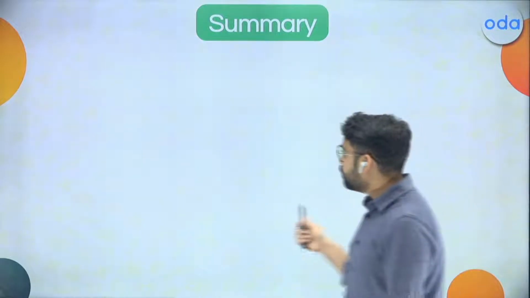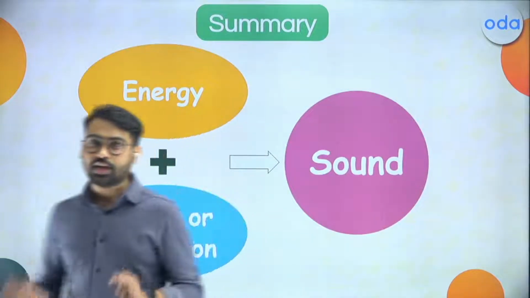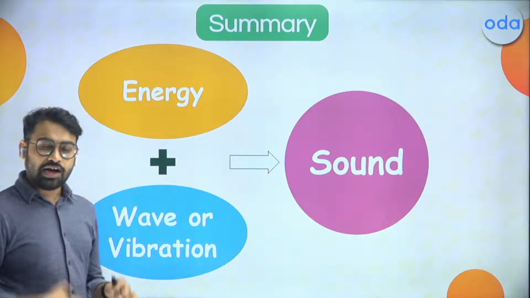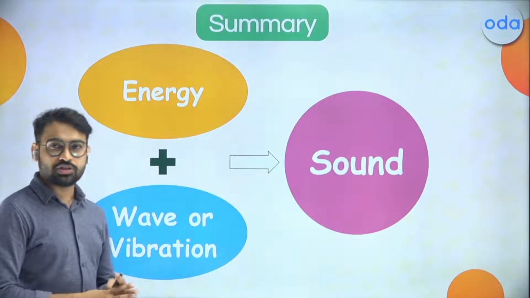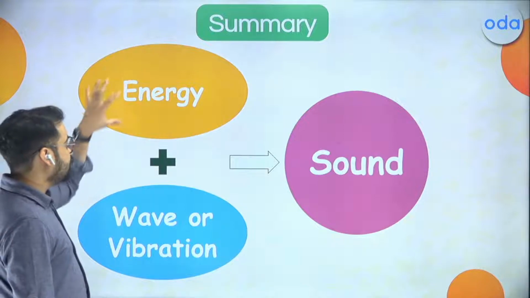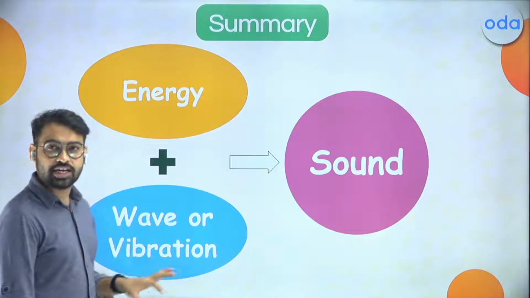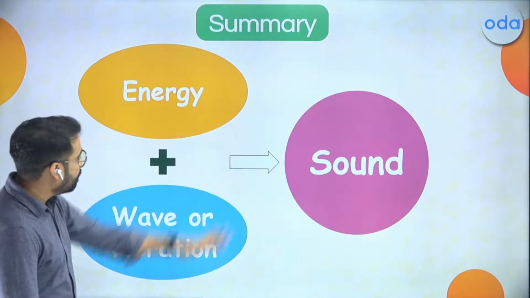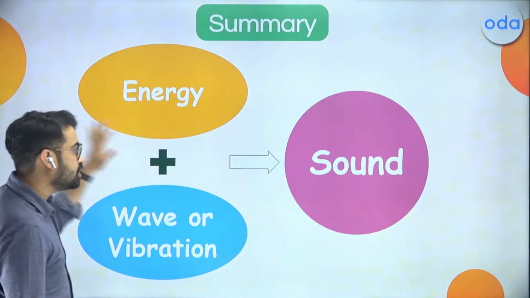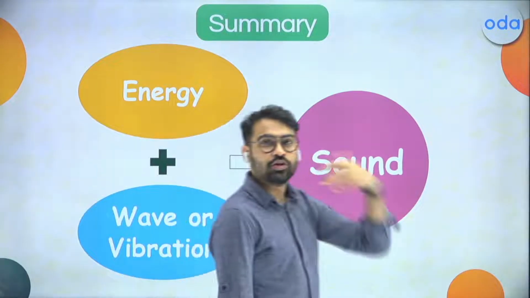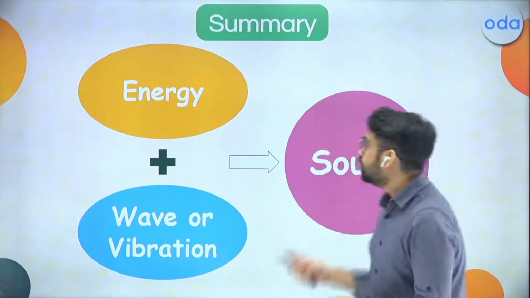Right. So, what is the summary of all we have learned till now? We haven't done much, but actually, we have done a lot. We have just about started to understand sound, that it is a form of energy, and you can say it is a kind of wave or vibration. If you add both of these, you will get what sound is, or you can say this is what sound energy looks like.